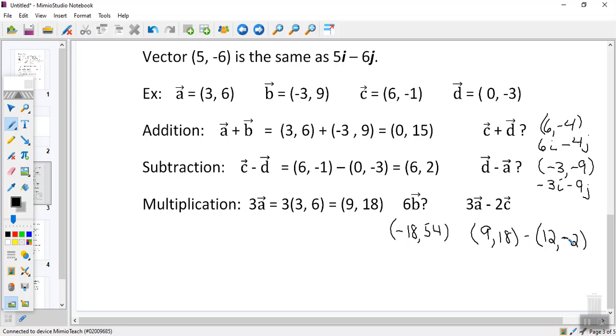All right, so talk to me, kids. We're going to subtract. How about the 9 minus 12 then? Negative 3. And then what about 18 minus negative 2? 20. Great. Guys, this is pretty much just simply adding, subtracting, multiplying, isn't it? You just got to make sure you keep your horizontals with your horizontals and your verticals with your verticals, right? I always say it's better to be vertical than horizontal anyway.